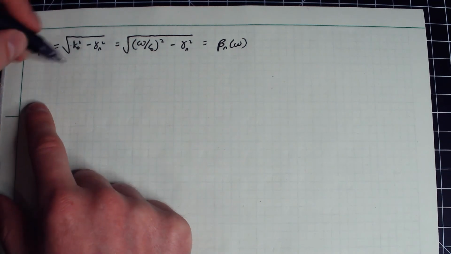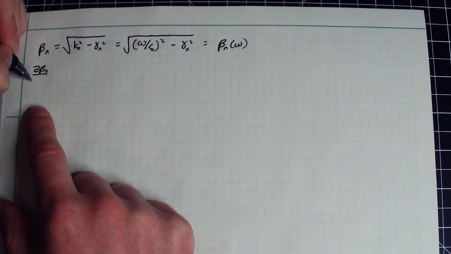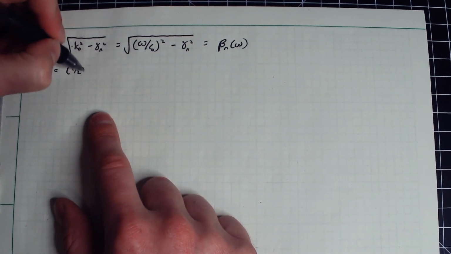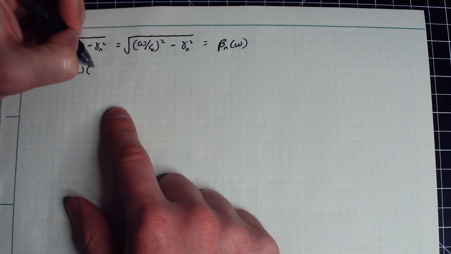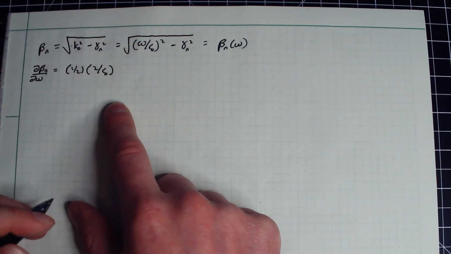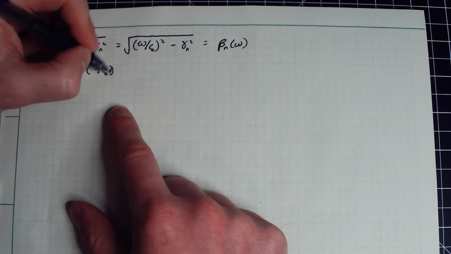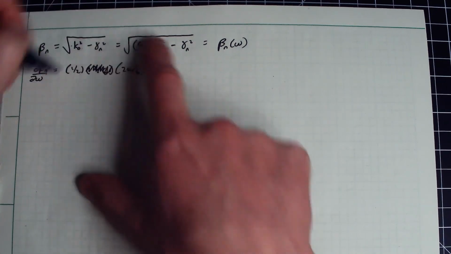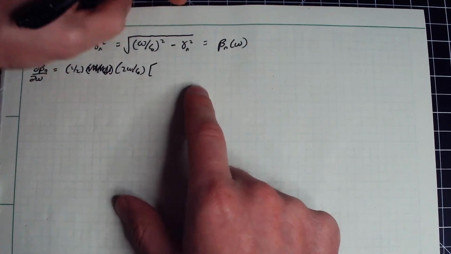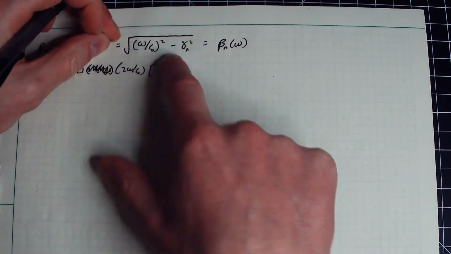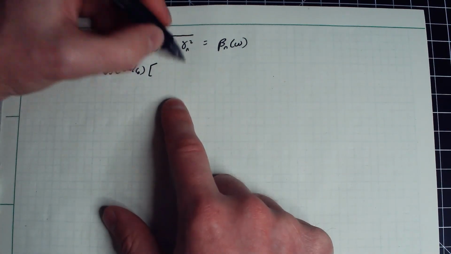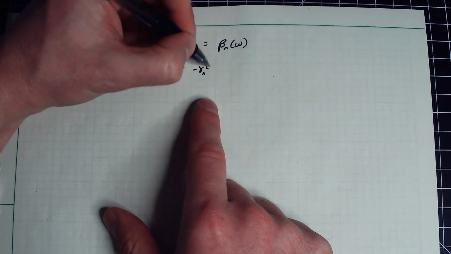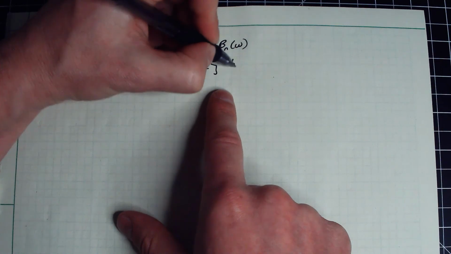So let's take its derivative. Partial beta n with respect to omega is going to be 1/2 times 2 over c naught. Sorry, excuse me, I missed a term: 2 omega over c naught squared. So that's the derivative of the inside. The radical comes down as the 1/2, and I do the derivative of the inside here, and then I'm going to get omega over c naught squared minus gamma sub n squared, to the negative 1/2.